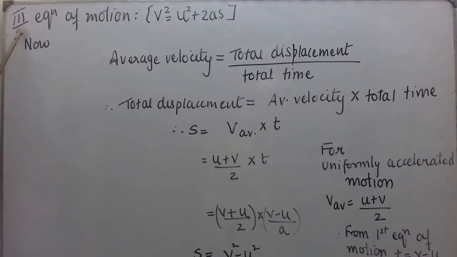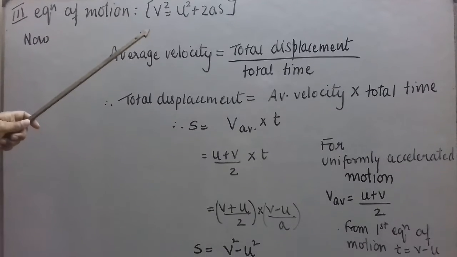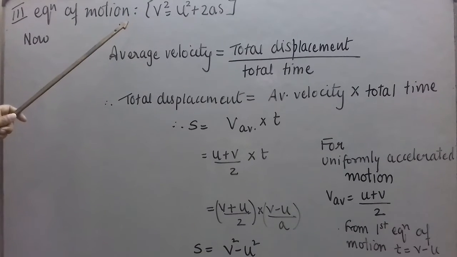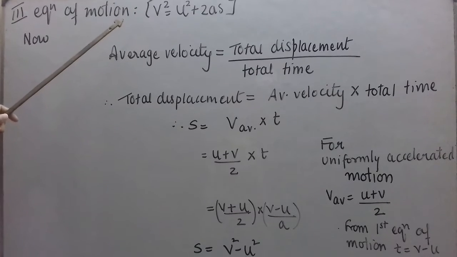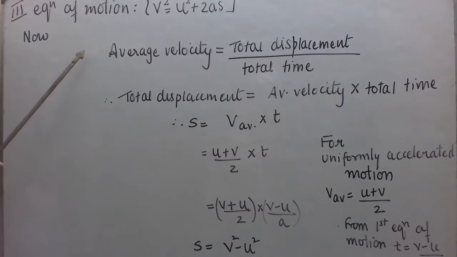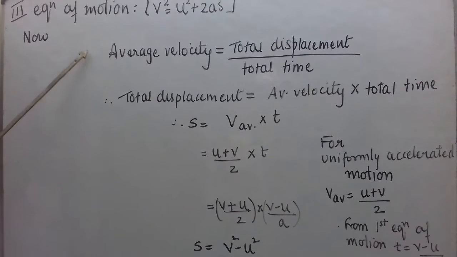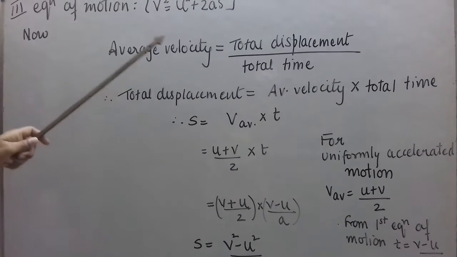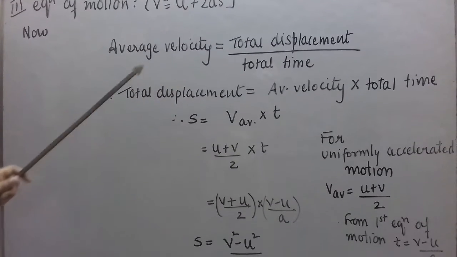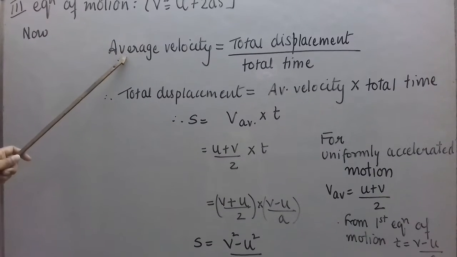Now, third equation of motion, that is v square is u square plus 2as. We know this relation is also called as displacement velocity or position velocity relation. Now here again we'll continue in the same manner as we did in the case of second equation of motion's derivation. Average velocity is total displacement over total time, and total displacement is average velocity into total time then.